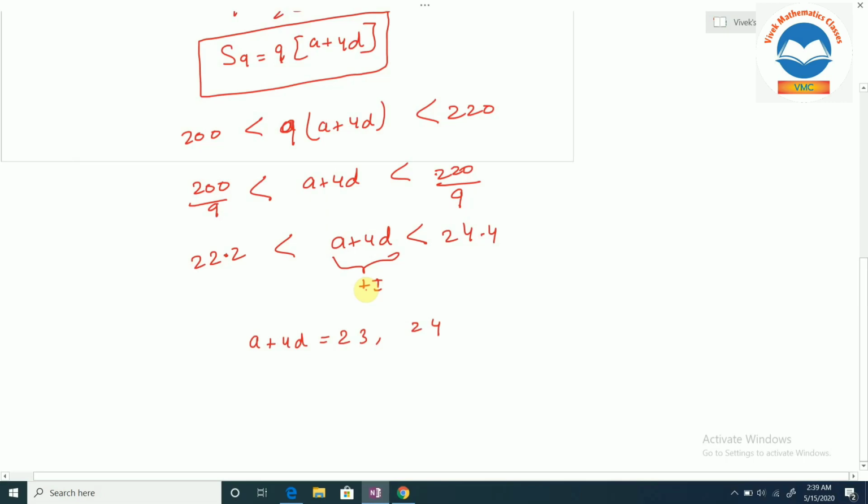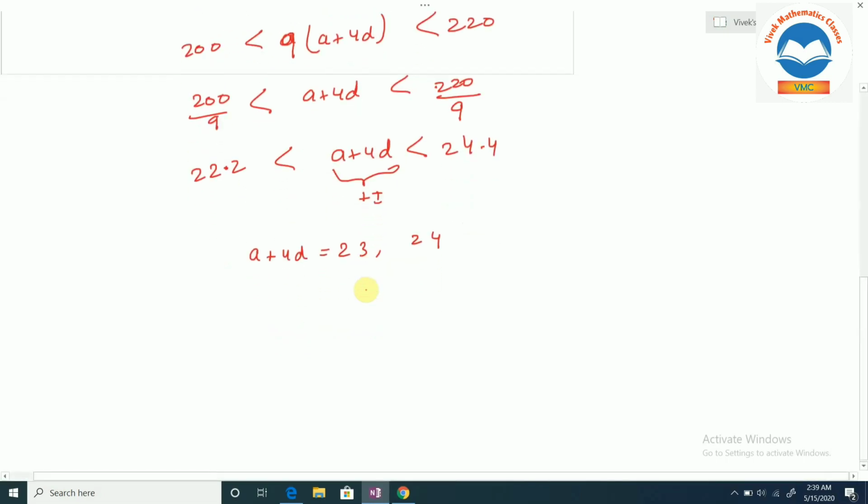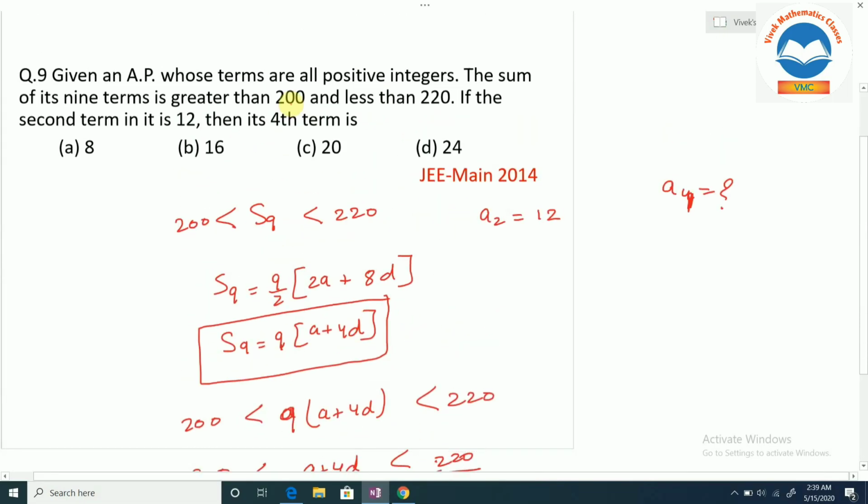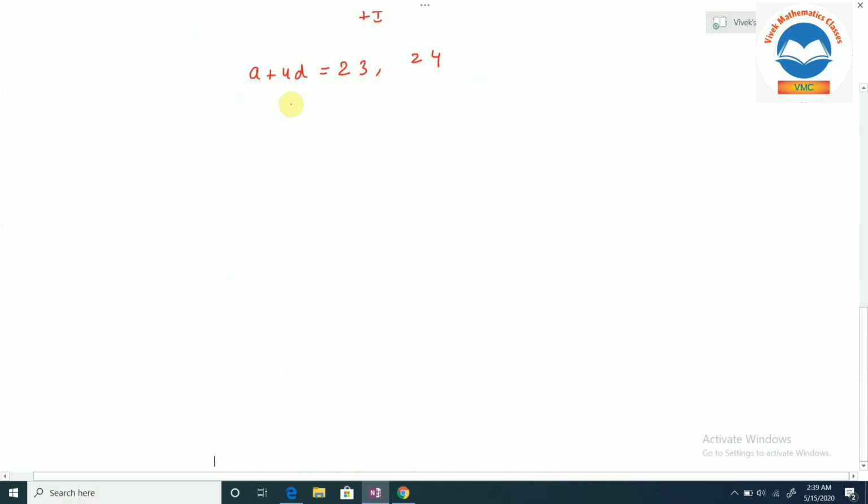Next thing, they have given a2. How much have they given a2? A2 is 12. It means a plus d value is given as 12. This will be our equation number 1. And from this we will get 2 equations. The first one will be a plus 4d equal to 23, and the other a plus 4d equal to 24. We will check which one is correct.